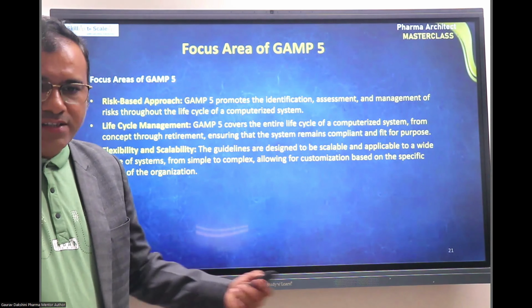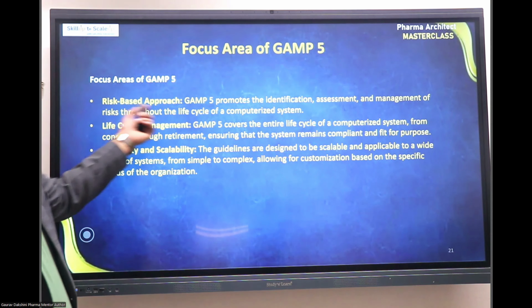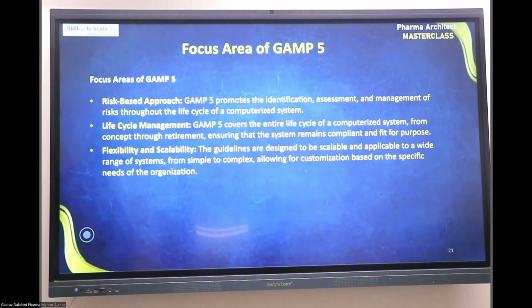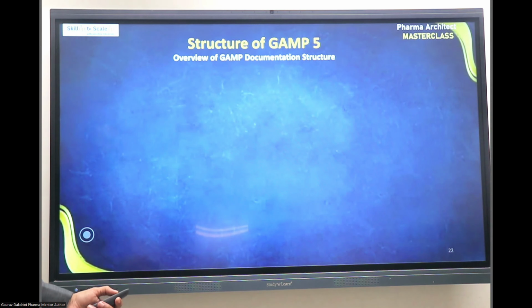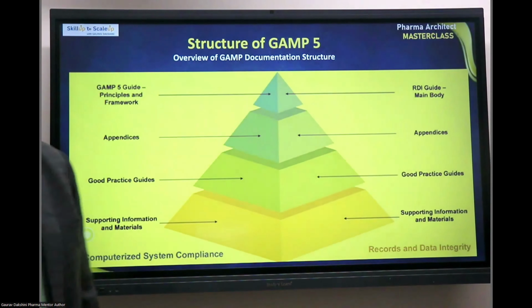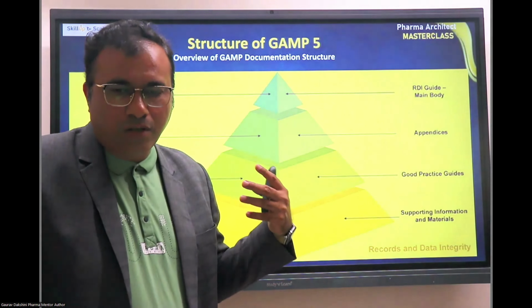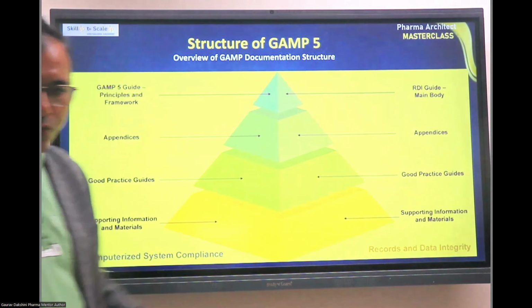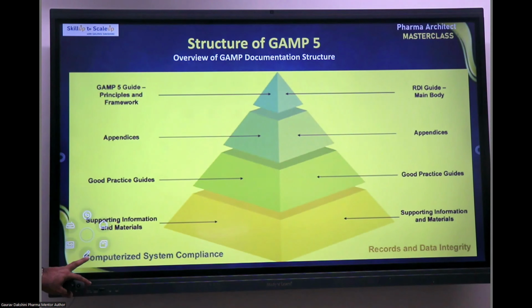Now we are focusing on GAMP 5, which is your risk-based approach, life cycle management, and flexibility and scalability. So what is the structure of GAMP 5? This is from the GAMP 5 guideline, which I just wanted to show you. This is the GAMP 5 structure.